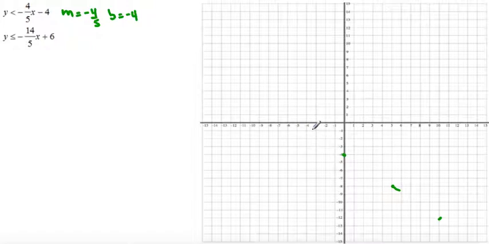And then to extend it, I go left. Okay, and then since my inequality symbol here is less than, the solution is not part of the line. So it's just a dashed line.